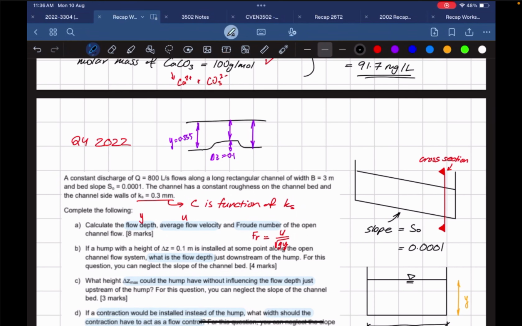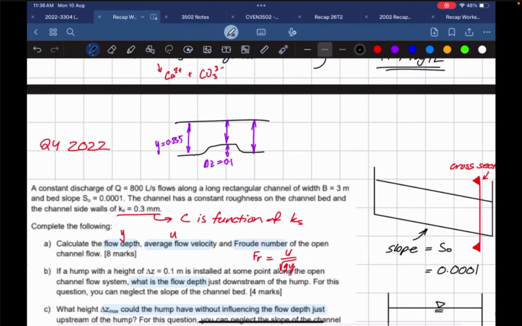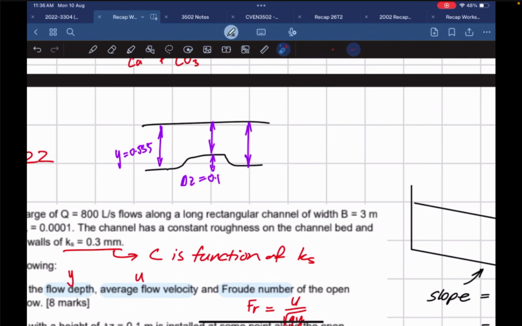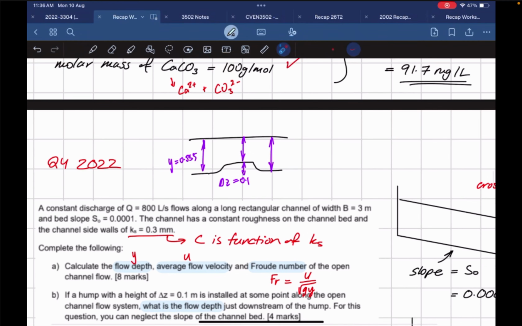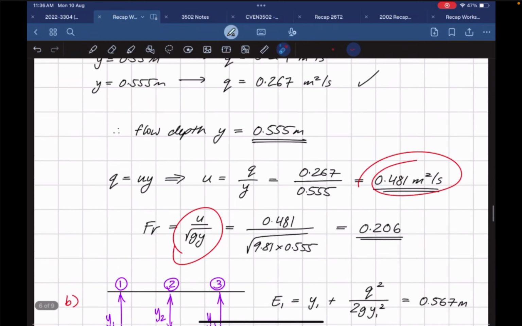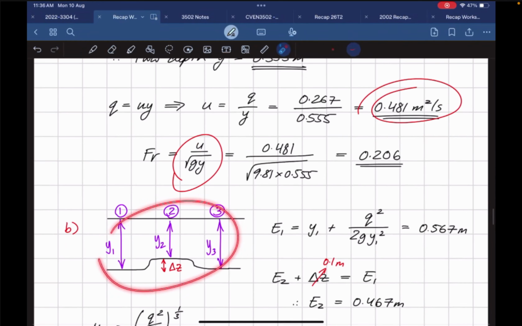So how do we figure out whether it transitions or not? Well, we need to determine if critical depth happens on the hump. Exactly. Perfect. So on the hump, what we have to figure out is our critical energy, and we're trying to see whether EC is greater than E1. Here it is. So this is a proper diagram I've got here.